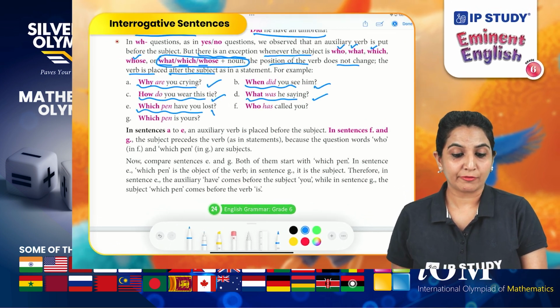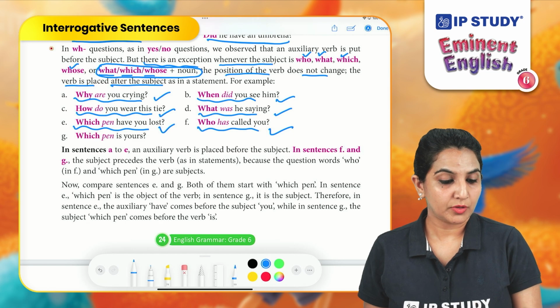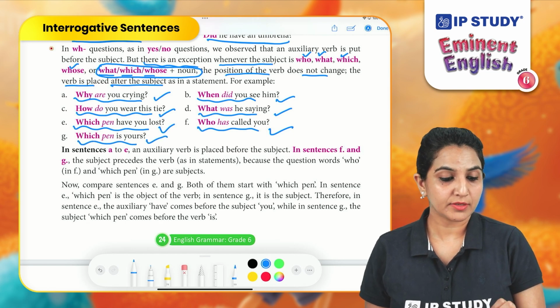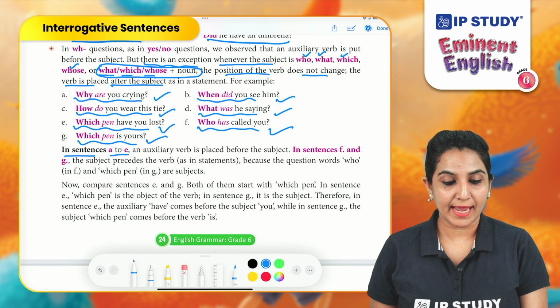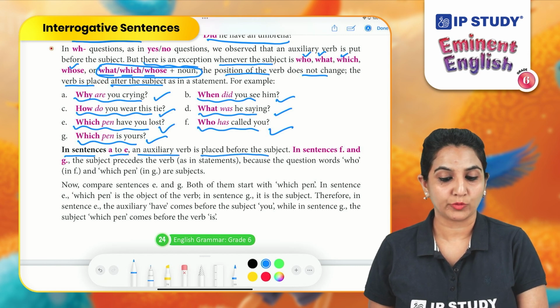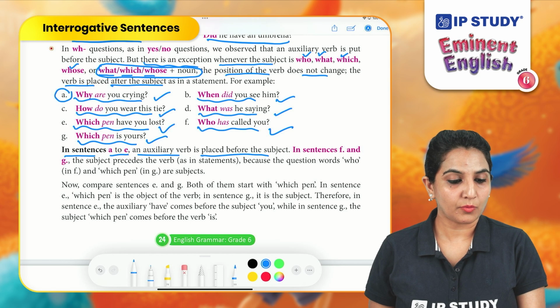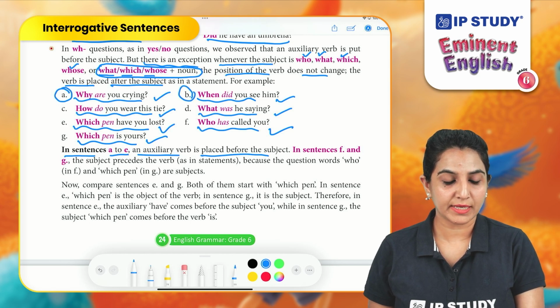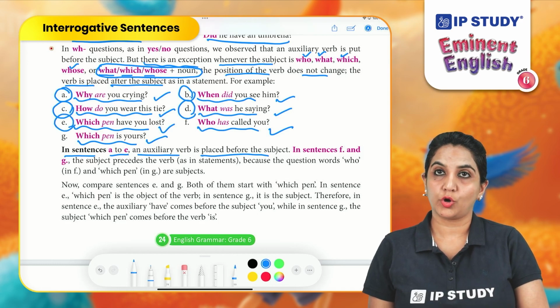Which pen have you lost? Who has called you? Which pen is yours? In sentences A to E, an auxiliary verb is placed before the subject. For example, why are you crying? When did you see him? How do you wear this tie? What was he saying? And which pen have you lost?